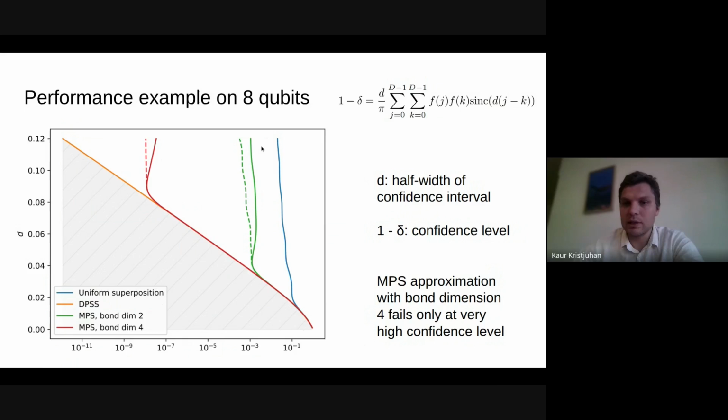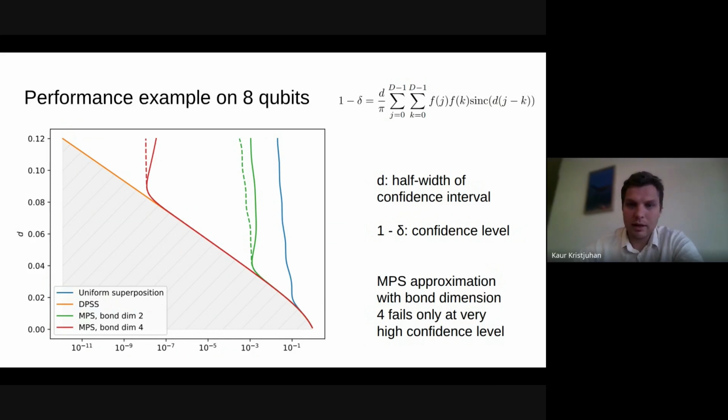And then it really quickly becomes kind of bad. And then the bond dimension 4 is really good up to 10 to the minus 7, 10 to the minus 8 almost. And that is a really high confidence level. In any practical application, you probably don't even need that level of confidence for your estimate. Typically, what you would want is 99, 99.9, and something around that. Maybe you even take 4 nines, right?